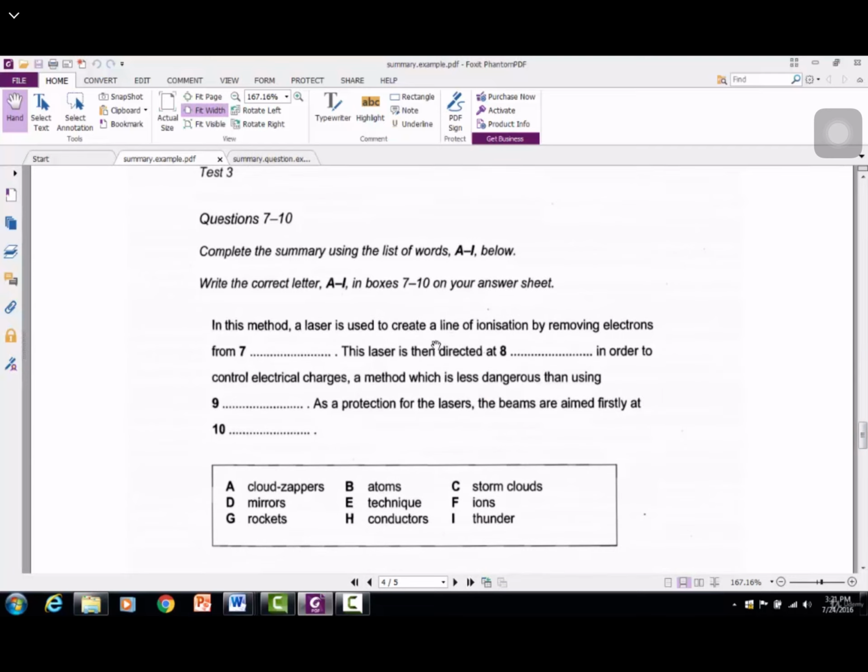Now, another thing to be aware of when it comes to a fill in the blank question is that sometimes they'll take information from two sentences and then in a summary combine it into one sentence. Okay? So be aware of that. Sometimes you have to read two sentences to get the information, because that's something that they love to do.